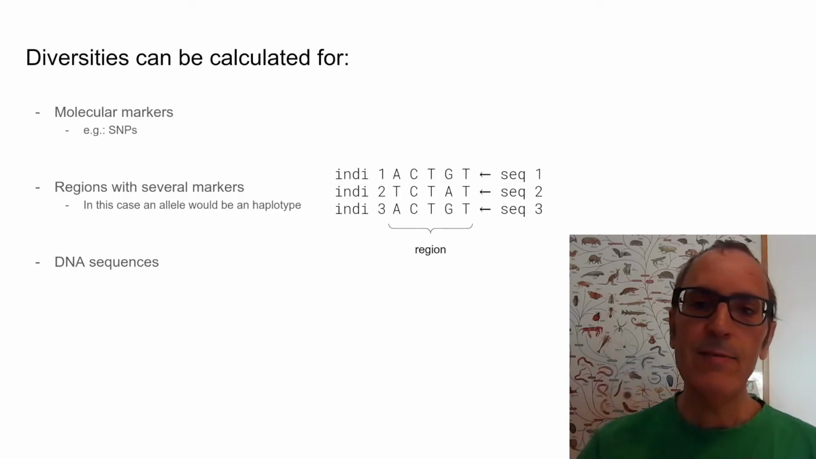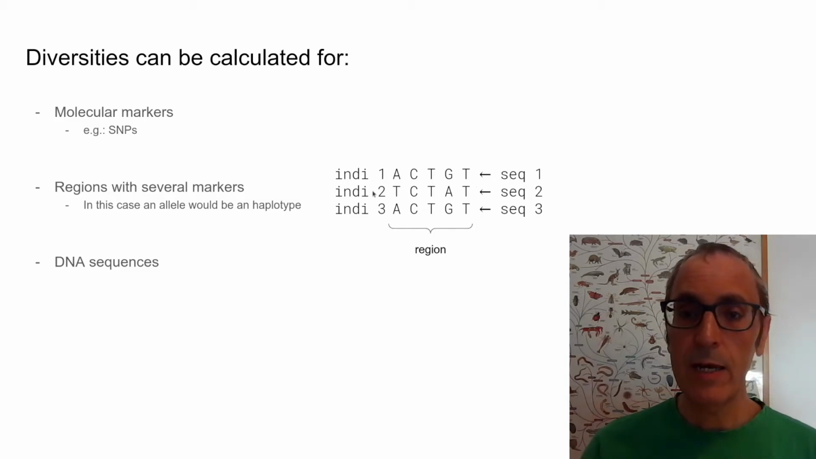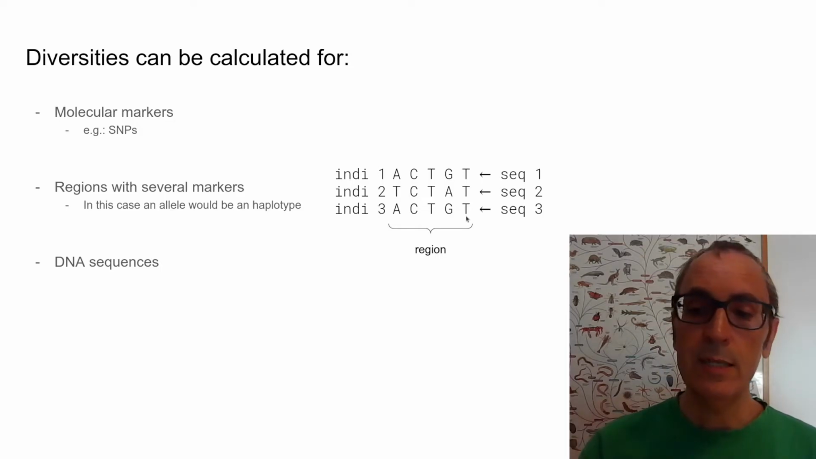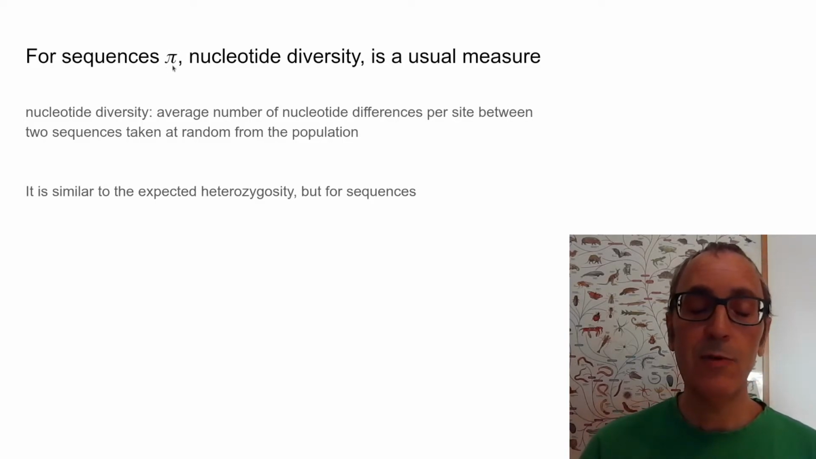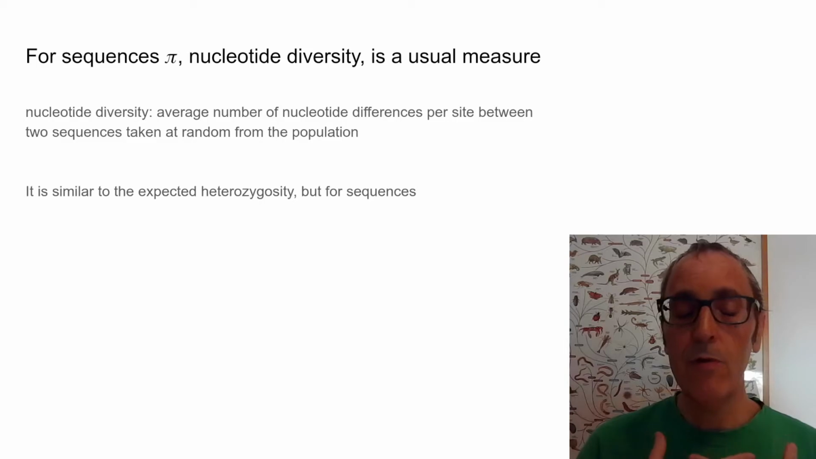And finally, we also can have sequences. We could sequence the individuals, and we could calculate diversities for sequences. Usually when we have sequences, the most used measure is called nucleotide diversity, usually represented as pi, and the nucleotide diversity is the equivalent of expected heterozygosity. It's very similar, but for sequences.